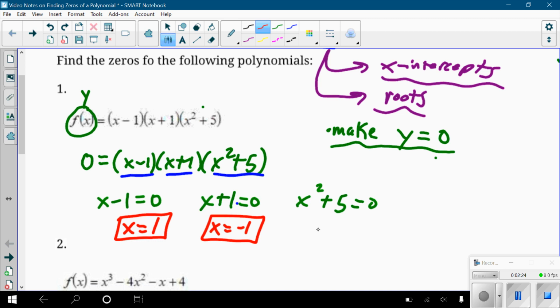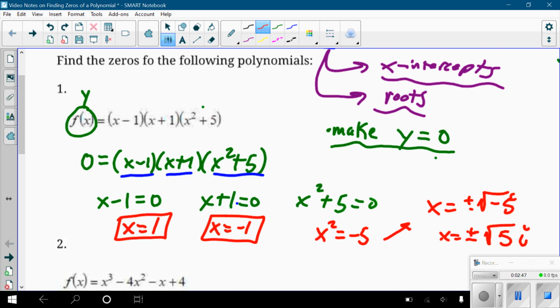X squared plus 5 equals 0. Let's be careful here. X squared equals negative 5. Square root both sides. X equals the square root of negative 5. Don't forget the plus or minus. When we have a square root of a negative, we need to pop out an i. It should be plus or minus square root of 5 i. So 1, negative 1, positive square root of 5i, and negative square root of 5i are the 4 zeros of this polynomial. Okay? And I think you guys are good on ones that look like that.